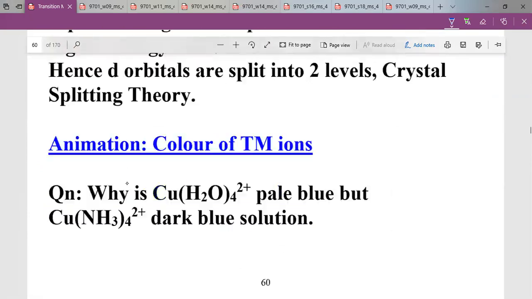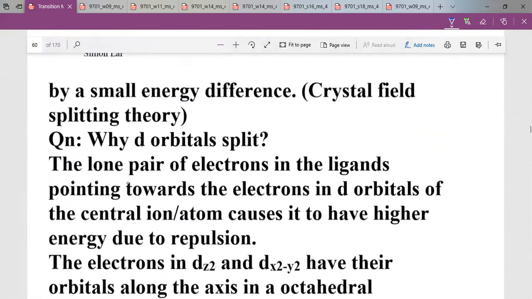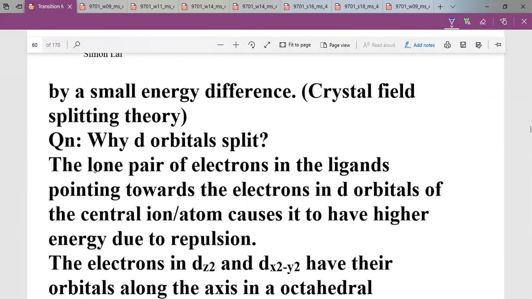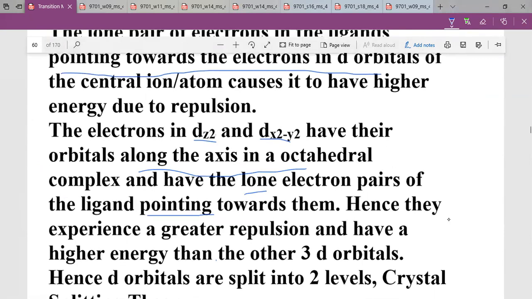Okay, copper. Now here I explain. You can see last time this is very popular. Why the d-d split? The lone pair electrons in the ligands are pointing towards the electrons of the d orbitals in the central ion, so those orbitals will have higher energy due to repulsion. Electrons in the dz square and dx square minus y orbitals lie along the axis of the octahedral, and the lone pair electrons point towards them. Therefore, the dz square and dx square minus y have a higher energy level. You can see the wordings are very important. I took this from the marking scheme.